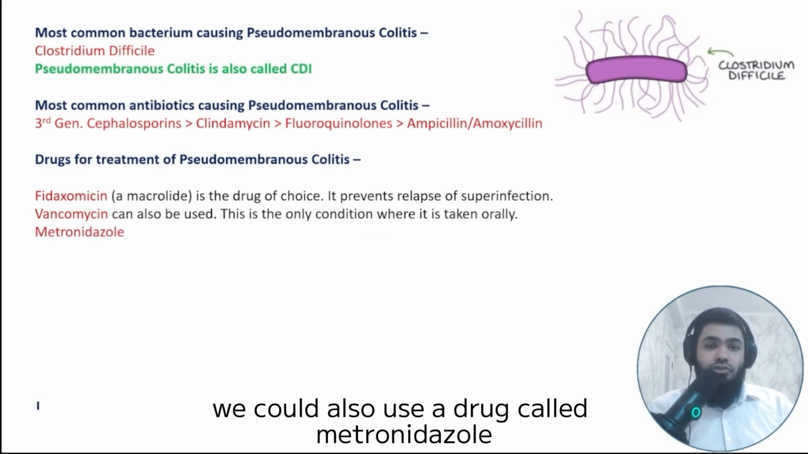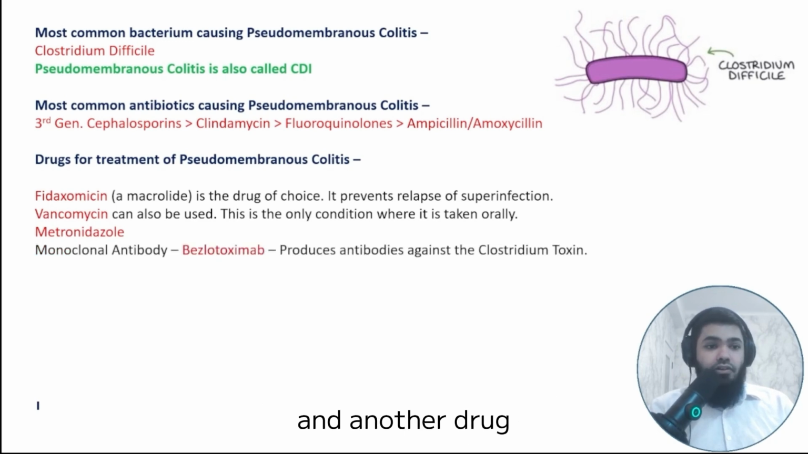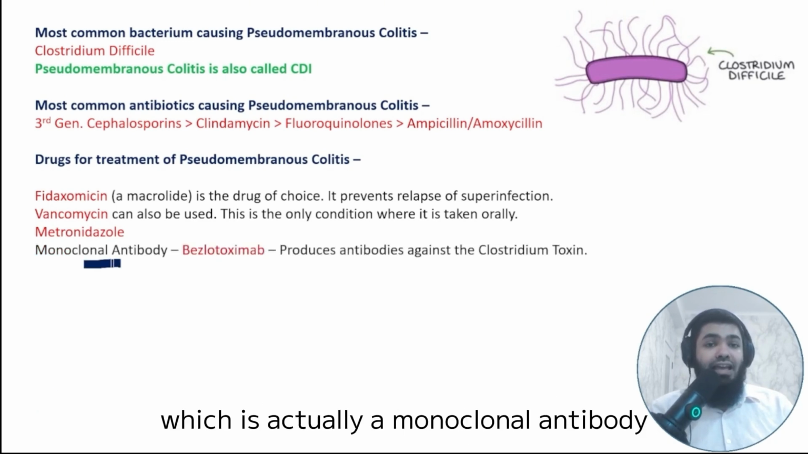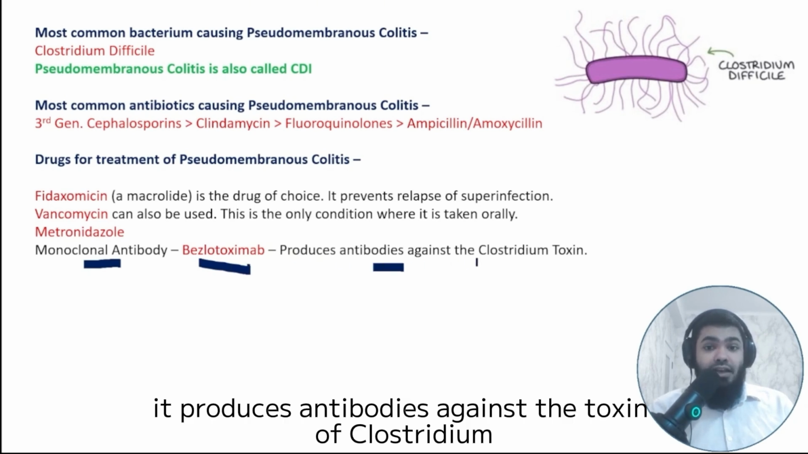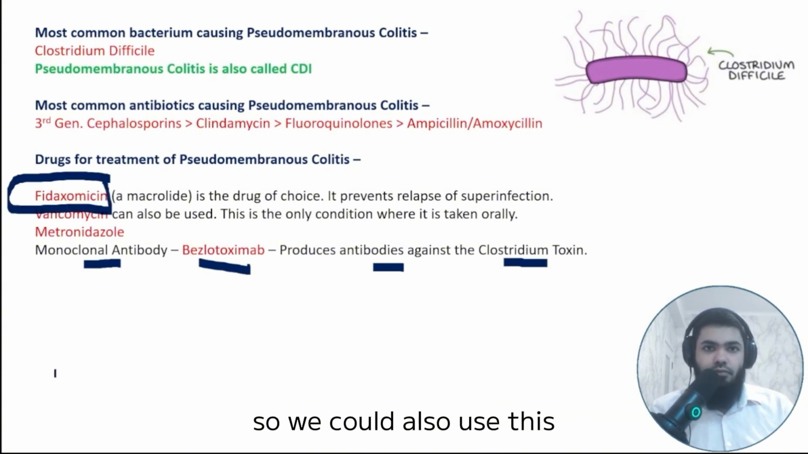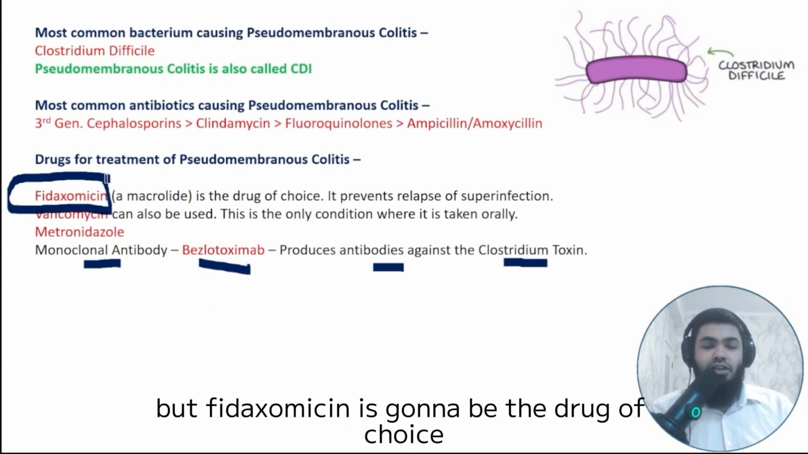We could also use a drug called metronidazole and another drug which is actually a monoclonal antibody called bezlotoximab. It produces antibodies against the toxin of Clostridium. So we could also use this. But fidaxomicin is going to be the drug of choice.